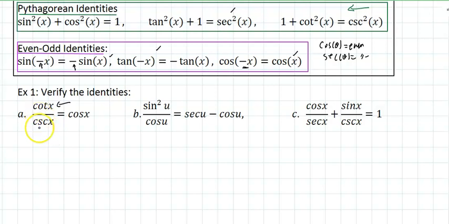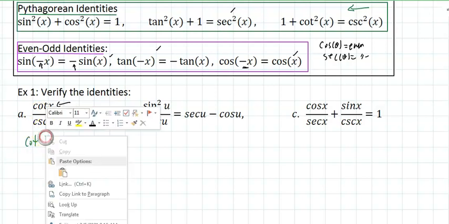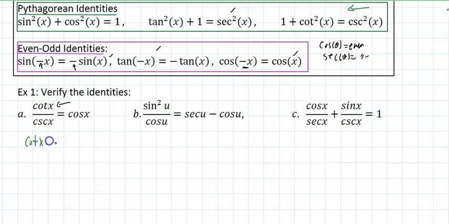So when I look at this, I say, okay, you know what? I'm going to work with the left side. This is the cotan of x times 1 over cosecant of x. Cotan of x is cosine of x over sine of x. And this is the sine of x. Those cancel out, and I'm left with the cosine of x. And once you get the right side, you would know that you are done.